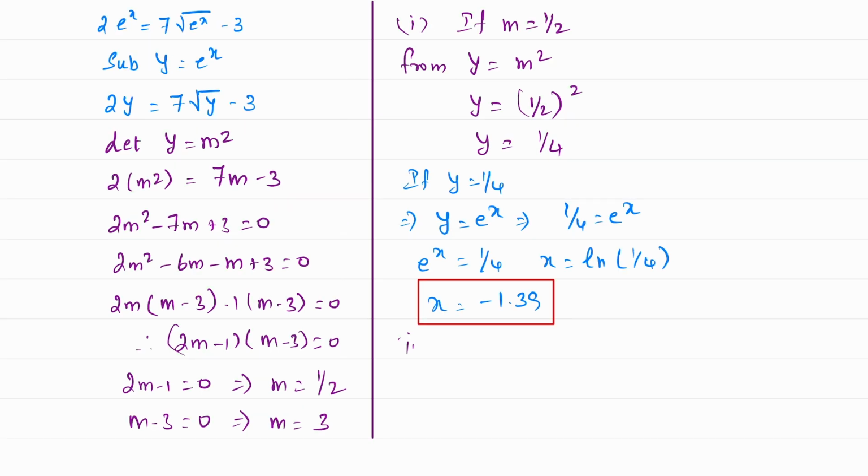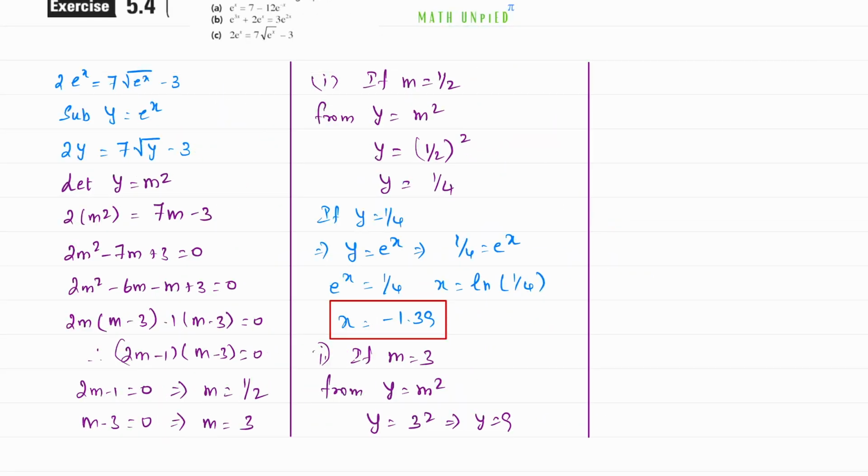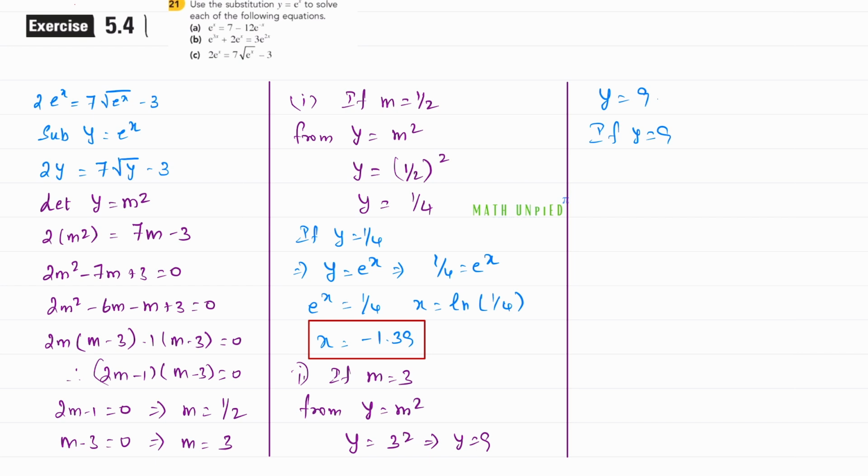Second case, if m equals 3, what does it mean? From y equals m square, we can write y equals 3 square, which implies y equals 9. So we have to use this y equals 9 and get the other value. We know now y equals 9. Now if y equals 9, e power x equals 9, or x equals natural log of 9, which is equal to 2.20. Therefore x equals 2.20.